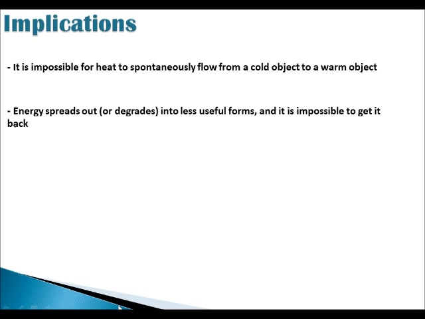Another implication is that energy spreads out or degrades into less useful forms, and it is impossible to get it back. So in general, energy is going to spread out gradually into less useful forms in ways that we may not consider. And so in physics, a lot of the situations that you consider seem to be perfect situations. So in mechanics, there's no friction. In electricity examples, there's no resistance in the wires or no resistance in certain components. In reality, that's not necessarily the case. And that's what this says right here.